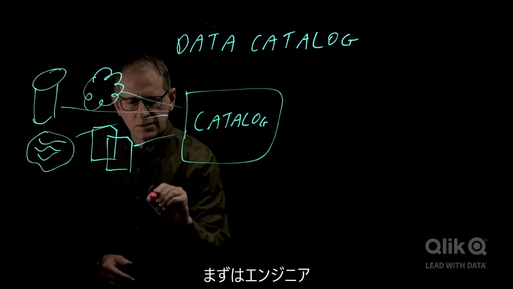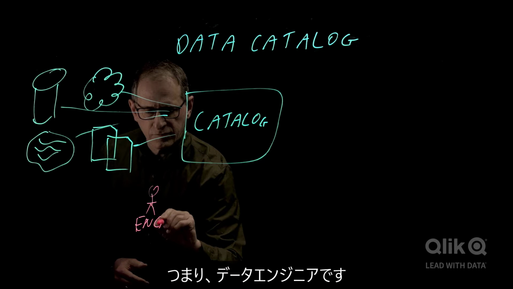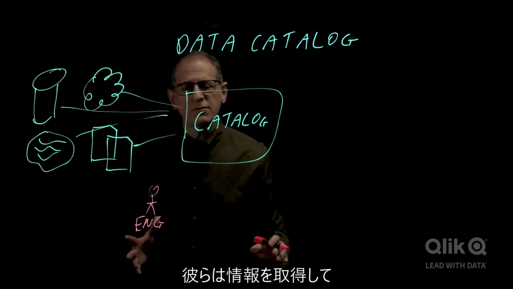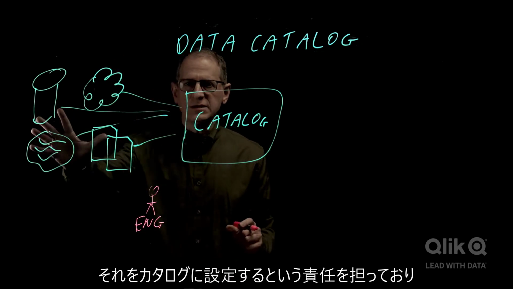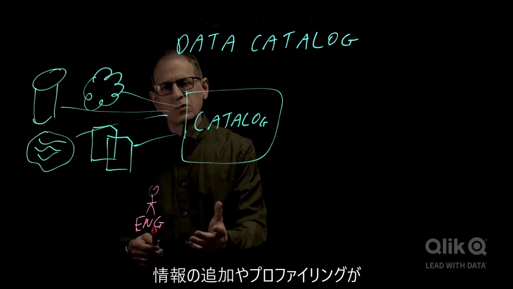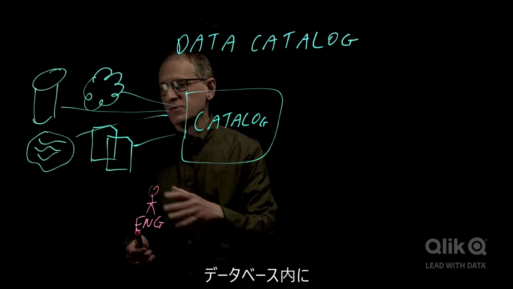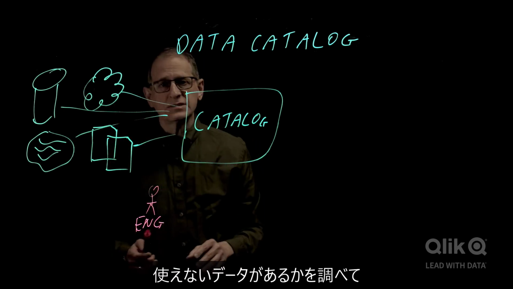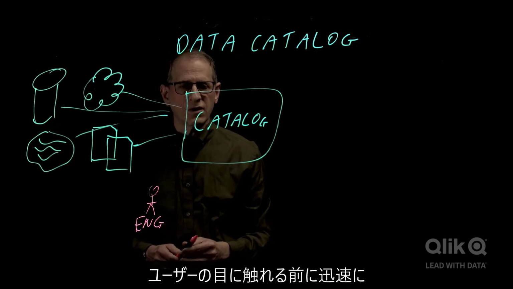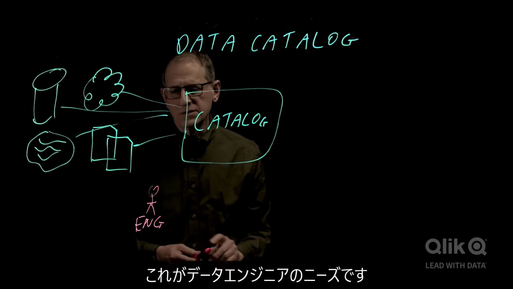The first is the data engineer. They're responsible for grabbing this information and getting it set up in the catalog. So they want a tool that's easy to add and profile this information. They want to know if there's any dirty data within these databases, so they can find it and clean it very quickly before it shows up to the user. So that's what the data engineer wants.